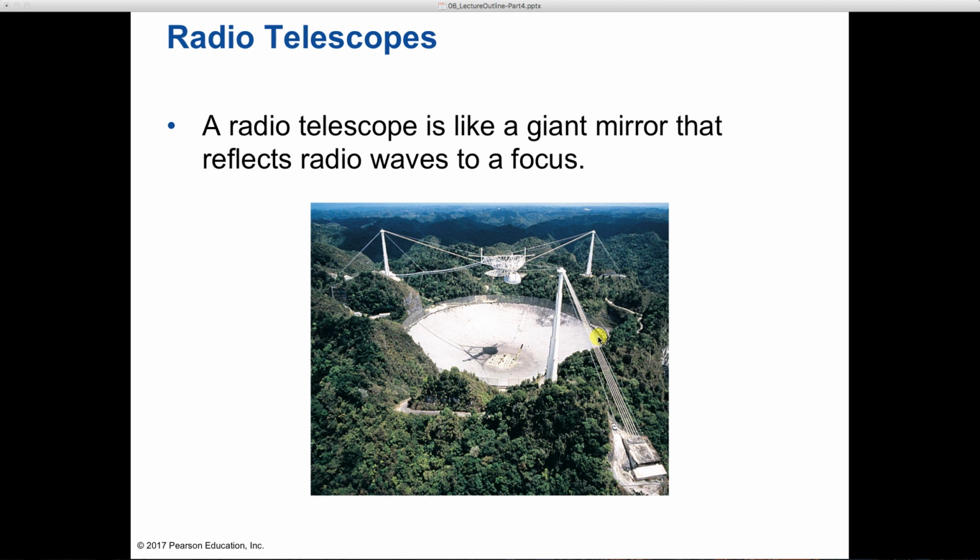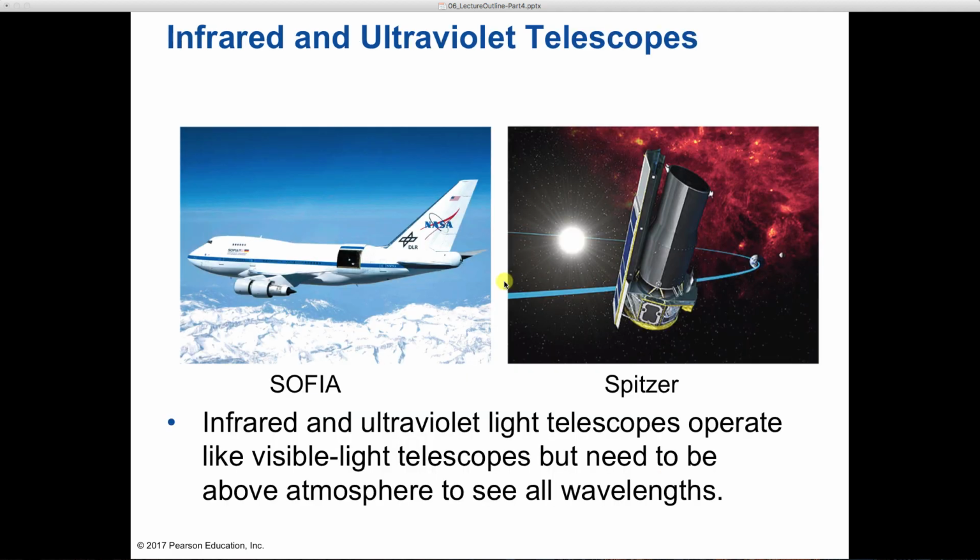So this is the radio wave telescope. That's a giant mirror. It doesn't look shiny, but it is shiny to radio waves, and it shines the light back up into this detector. Infrared light and ultraviolet is stuff that a normal telescope can see, can reflect. You use mirrors very similar to what you use in a visible light telescope.